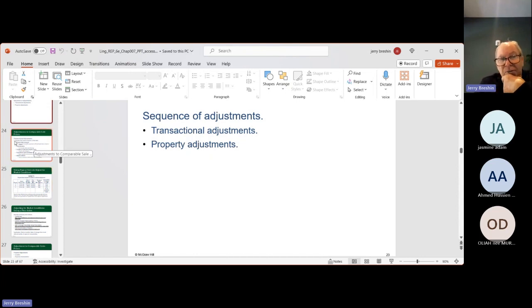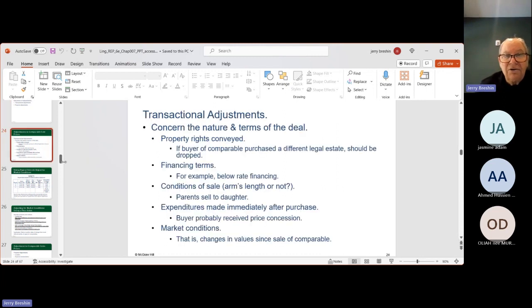But the concept of adjustments is asking whether the appraiser or the agent that's trying to determine the value can make two properties similar when they have different properties, different characters.